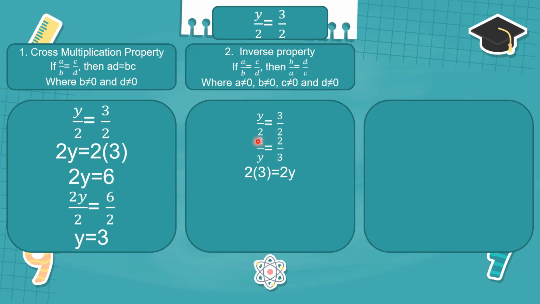Let's cross multiply. 2 times 3 equals 2 times y. So 2 times 3 is equal to 6. So 6 is equal to 2y. Let's divide both sides by 2. Y is equal to 3.